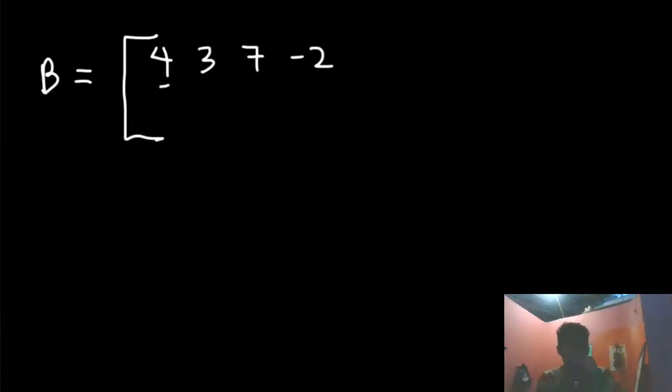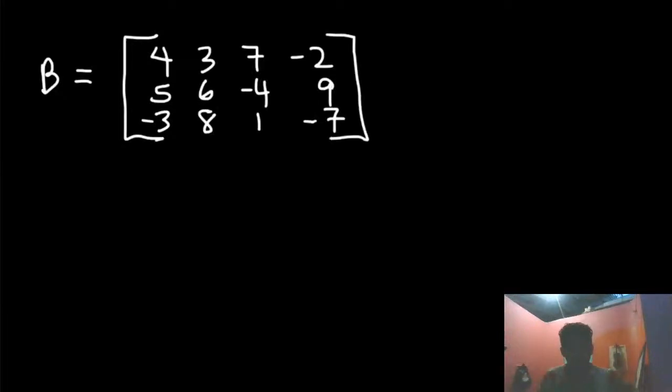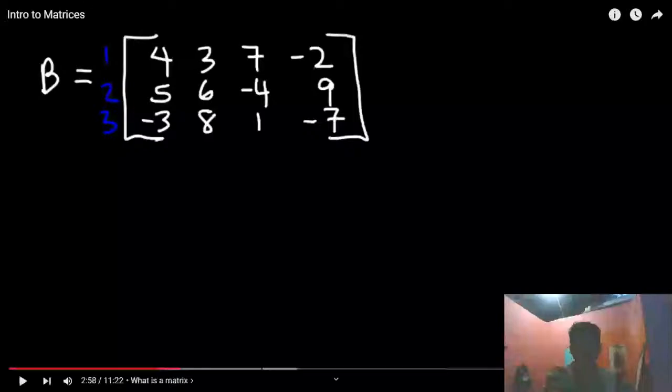Let's consider another matrix. Let's say we have matrix B, and it has the numbers 4, 3, 7, -2, 5, 6, -4, 9, -3, 8, 1, and -7. What is the order of the matrix? So let's start with the rows. This is row 1, row 2, row 3.